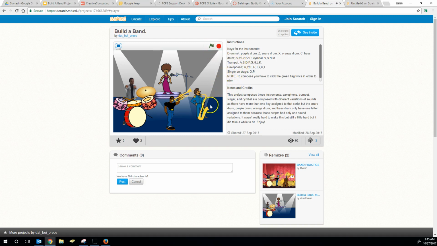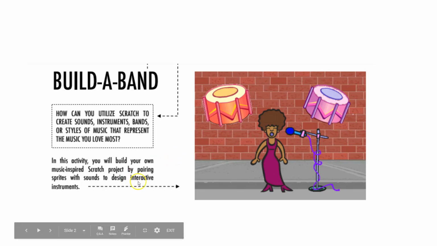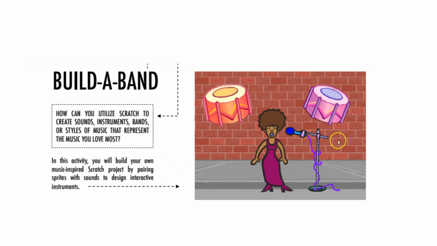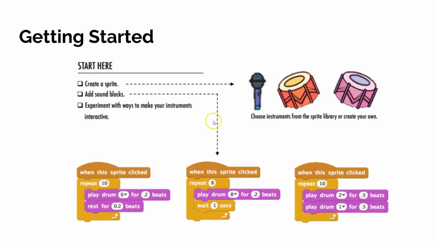And so notice the changing costume right here. The saxophone changes its costume, which is pretty awesome. The trumpet changes costume when you're playing it. So you get a little animation, you get some sound, you get some amazing things. I'll show you how to get this done real quick. So again, your mission is to make some interactive instruments to make it feel like you're at a concert.